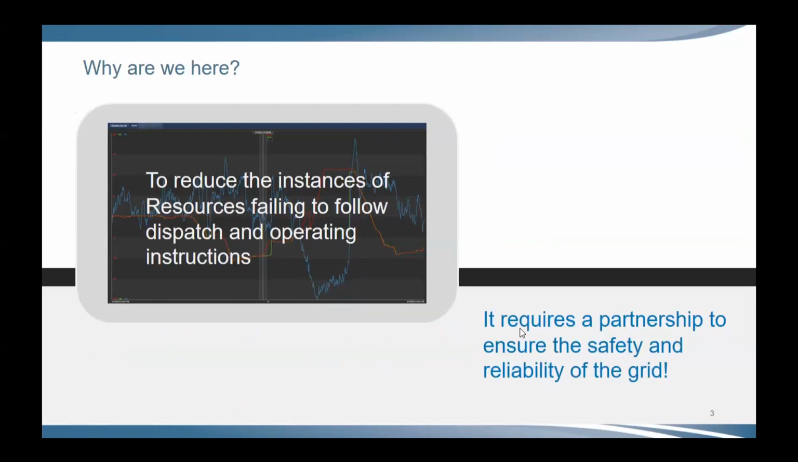Afternoon. So just to recap, why are we here? It's to reduce the instances of resources that are failing to follow their dispatch and operating instructions. As I mentioned before, it is a true partnership between the ISO and the different entities to make sure that resources are doing what they're instructed to do.